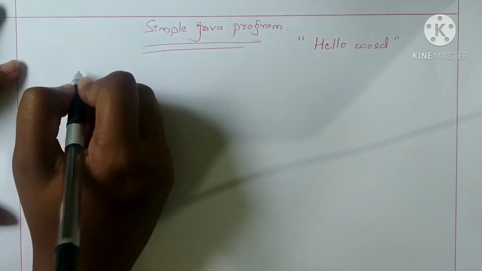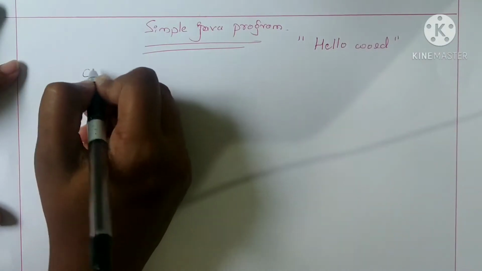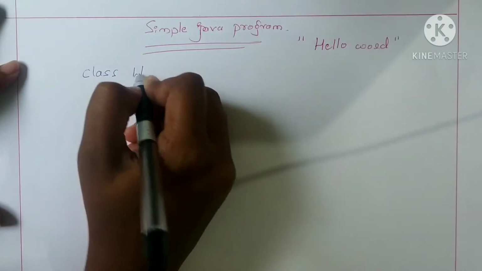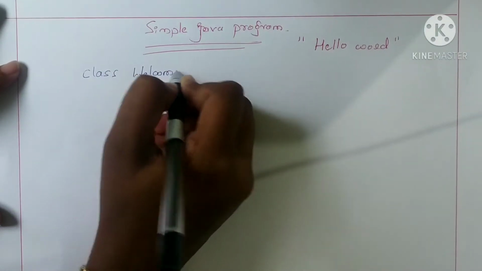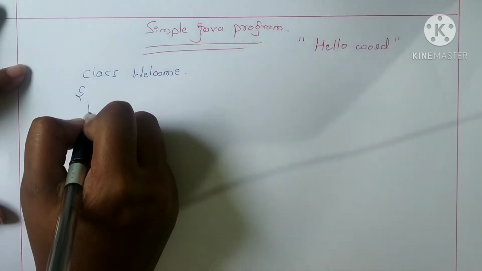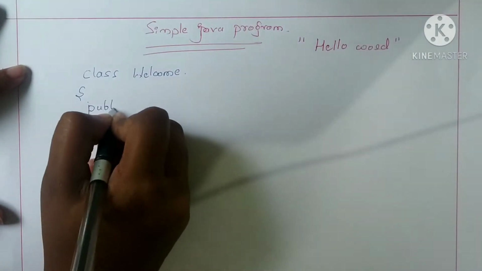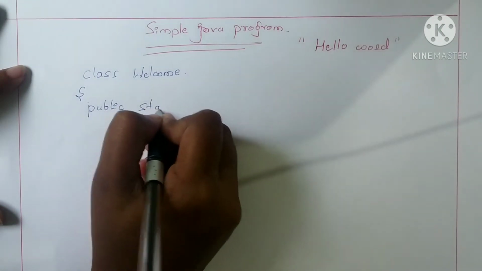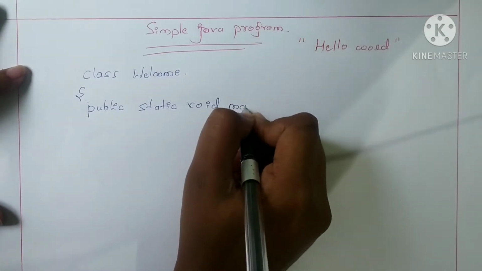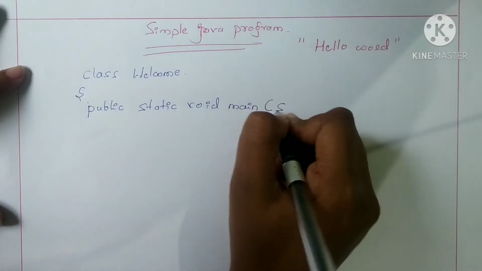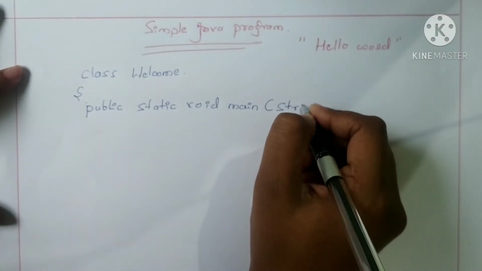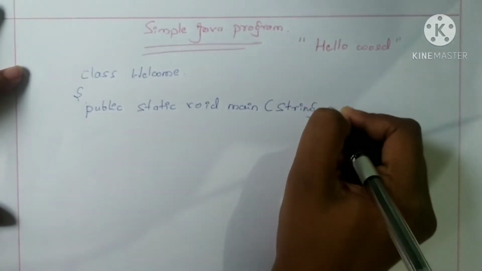First, we can start from the class declaration with the class. Class name is welcome, opening braces, main statement, that is public static void main. In this, I am going to pass a string args.